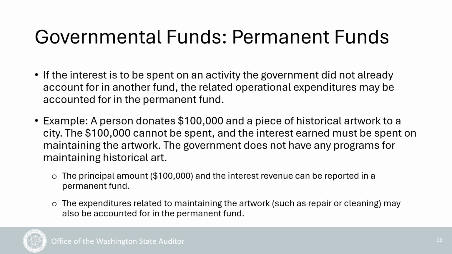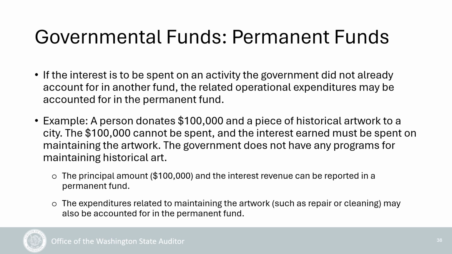For example, let's pretend a local citizen donates $100,000 to the city along with a piece of historical artwork and states that the $100,000 cannot be spent but should be invested. And the interest earned must be used to maintain the artwork. The government does not have any programs for maintaining historical art. This would meet the requirements for using a permanent fund.